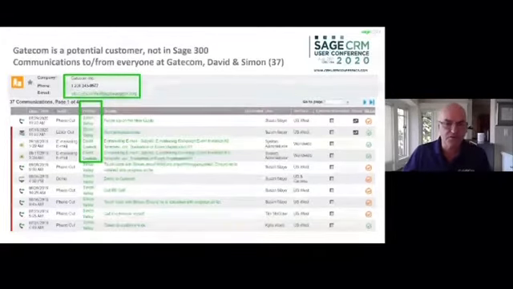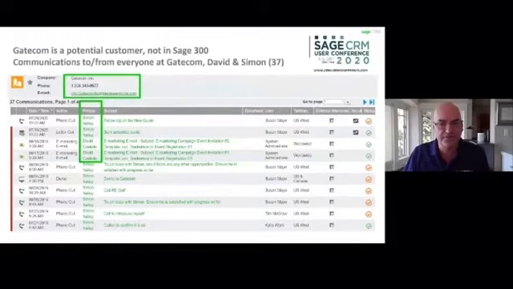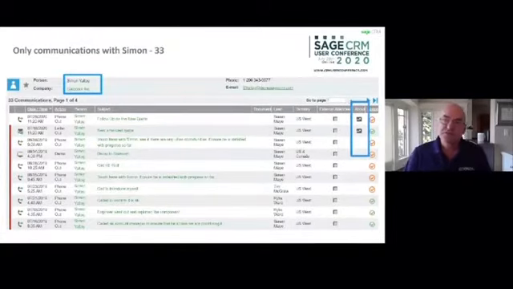What if I just want to know what Simon is talking to us about? So simply by selecting the communication tab for Simon, CRM tells me where I am now. I'm looking at Simon, who's with the company Gatecom, and I'm looking at just his communications. So there's one that's outstanding that I have to follow up on. Tomorrow I have to actually follow up on a new quote. And there's a bunch of other communications, but just Simon's.